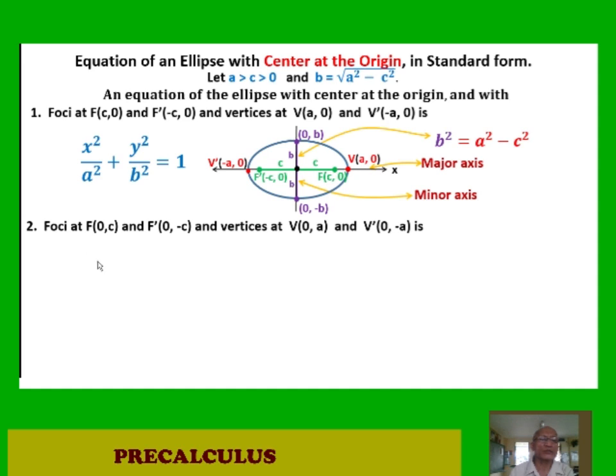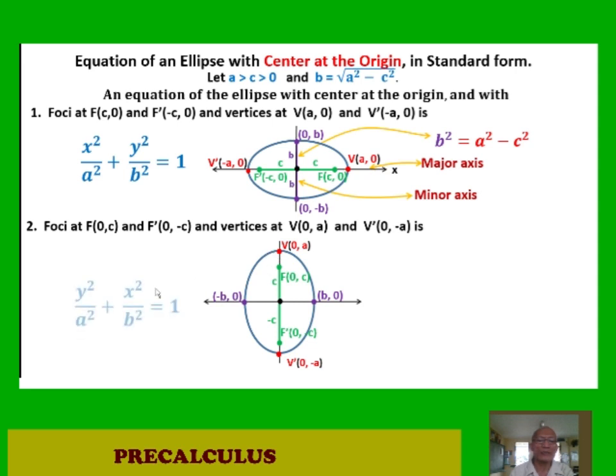Next, if the foci are at these points, (0, c) and (0, negative c), with its corresponding graph, the ellipse this time is positioned vertically. Its corresponding equation is y squared over a squared. Take note that in type 1, above a squared is x, here it is y. Okay, so this is c.